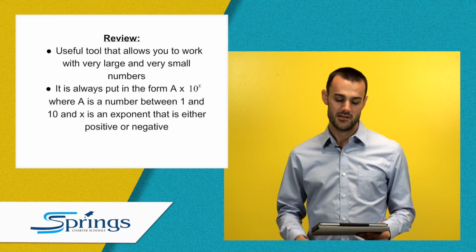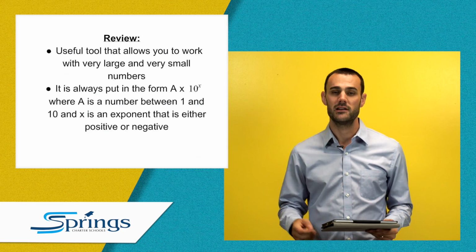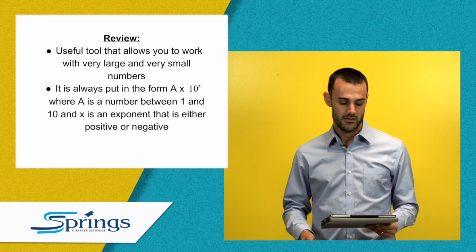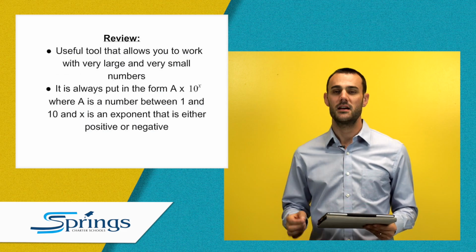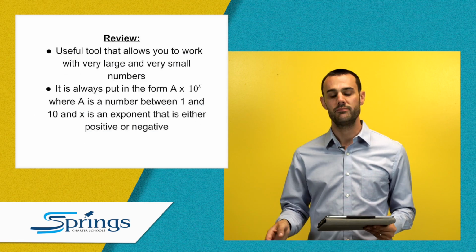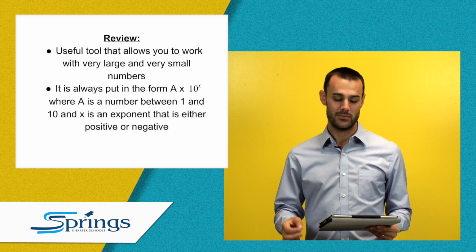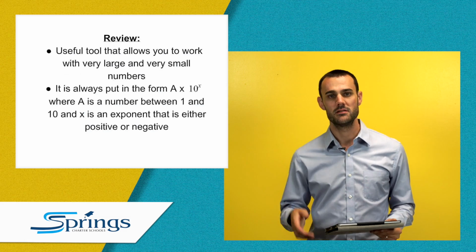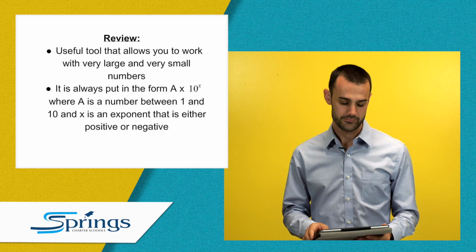First, I'd really like to do a quick review with you about some things we previously talked about. Scientific notation is a useful tool that allows you to work with very large and very small numbers. It's always put in the form of a times 10 to the xth power. That a is a number between 1 and 10, and x is the exponent that is either going to be positive or negative depending on the situation that you're in.